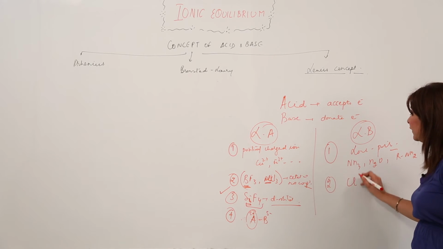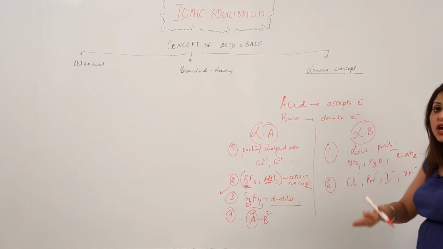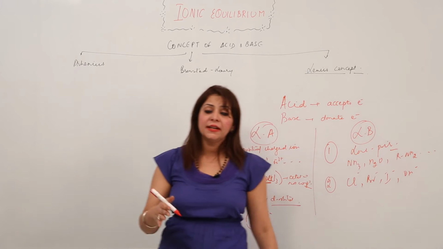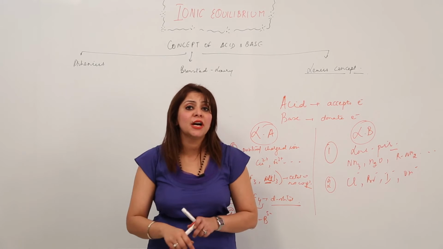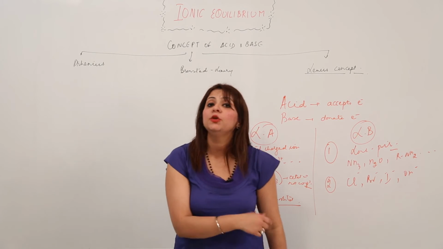Similarly, all negatively charged ions like chloride, bromide, iodide, hydroxide, whatever, all negatively charged ions contain the extra negative charge around them which they can spread towards the other atom as well. So they act as a Lewis base.